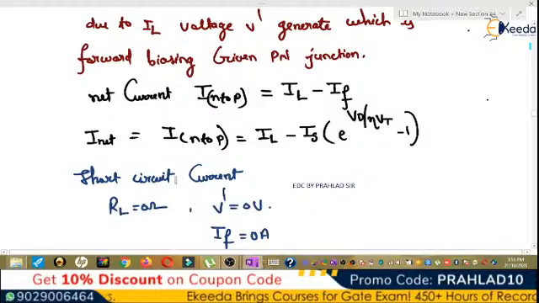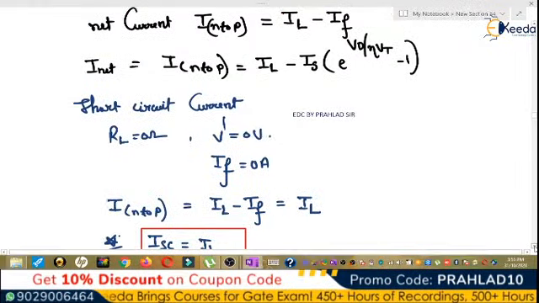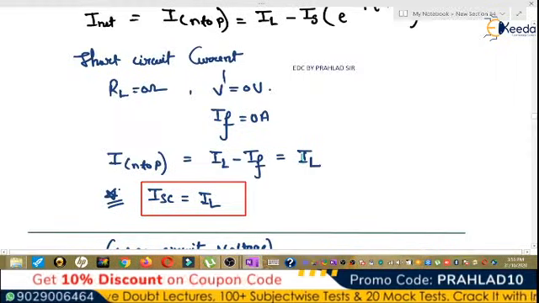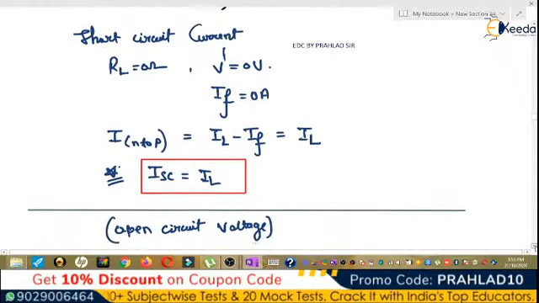Here we define the short circuit current. Short circuit current is when RL is 0, V dash is also 0. So IF will be 0. In this case, the current from N to P, IL minus IF, is equal to IL. So short circuit current is equal to IL.